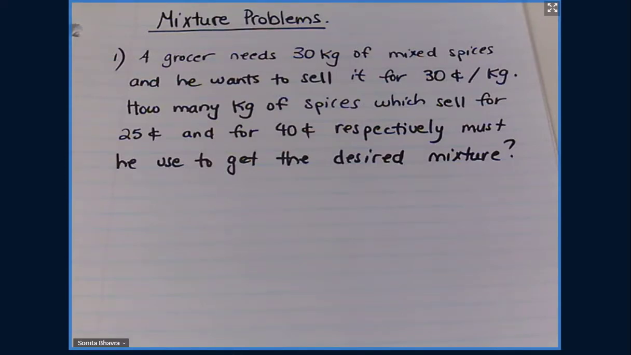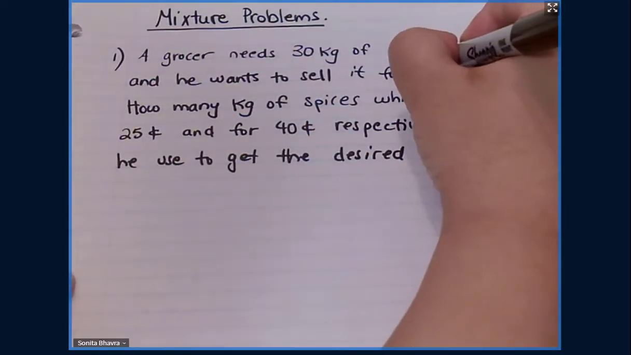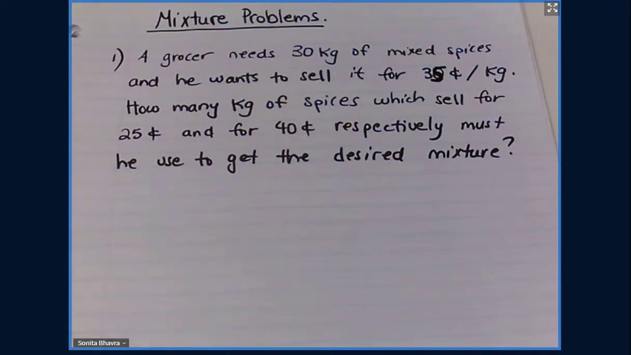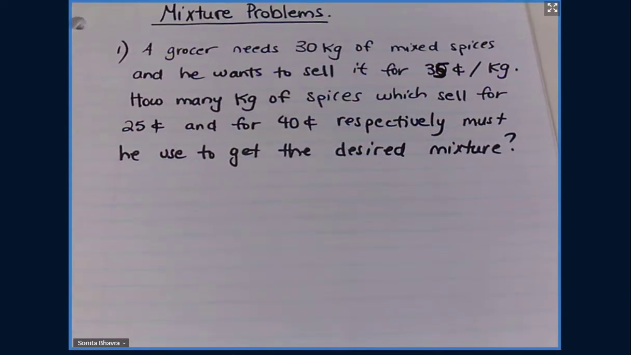for, it's actually 35 cents. I'm just going to change that here. 35 cents per kilogram. How many kilograms of spices, which sell for 25 cents and for 40 cents respectively, must he use to get the desired mixture? All right, so just like before, we have to set it up.